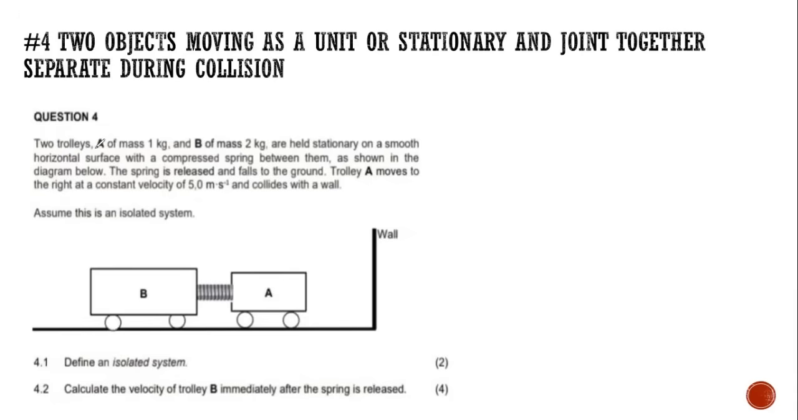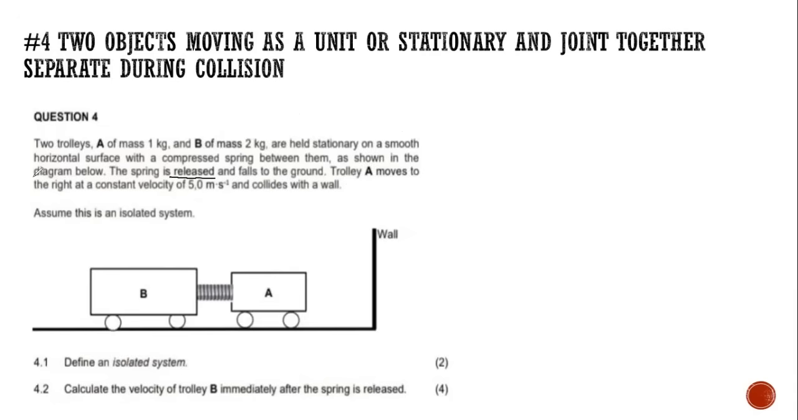Then question 4 says two trolleys, A of mass 1 kg and B of mass 2 kg, are held stationary on a smooth horizontal surface with a compressed spring between them, as shown in the diagram below. The spring is released. Trolley A moves to the right at a constant velocity of 5 meters per second and collides with the wall.